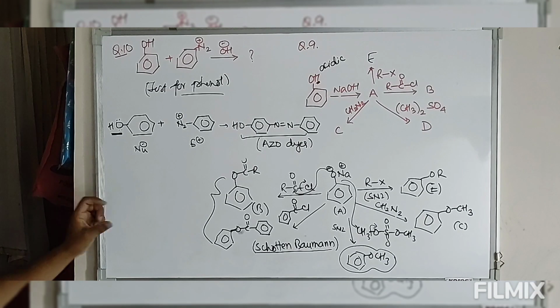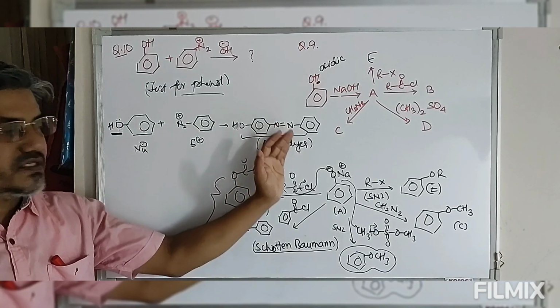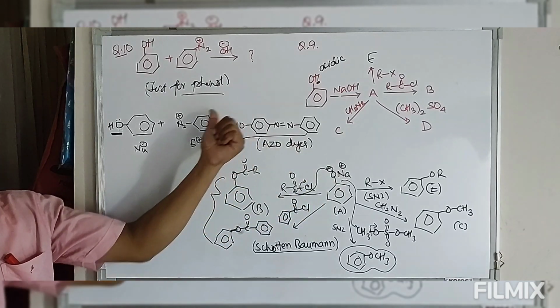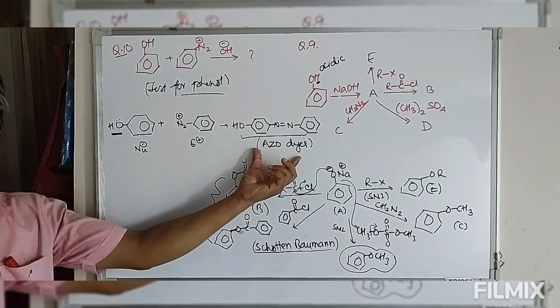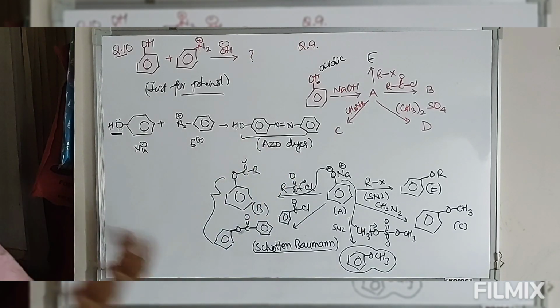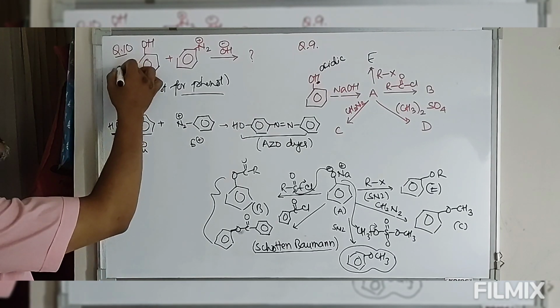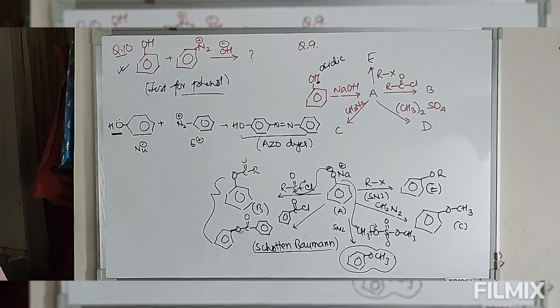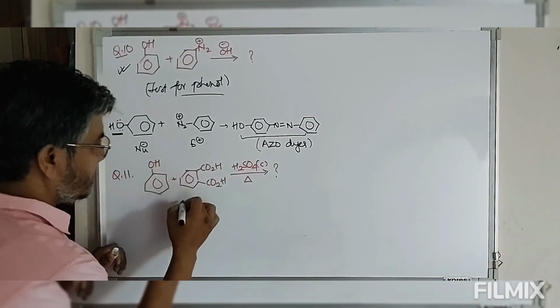Coupling may take place at the ortho and para positions, but because of symmetry the para position forms the major compound, and in the case of ortho, steric hindrance will be there. So we are just showing the major compound. The major product is the azo dye, which is a colored substance. So this can be used as a test for phenols. Next reaction is the reaction of phenol with phthalic acid. This is phthalic acid.